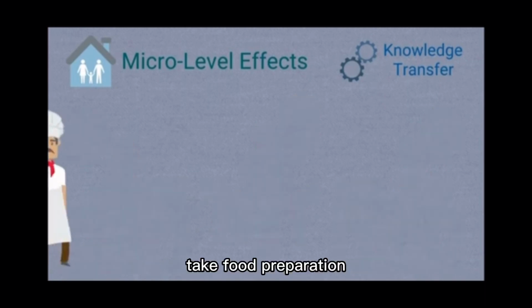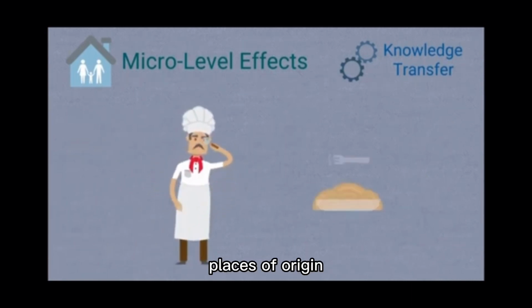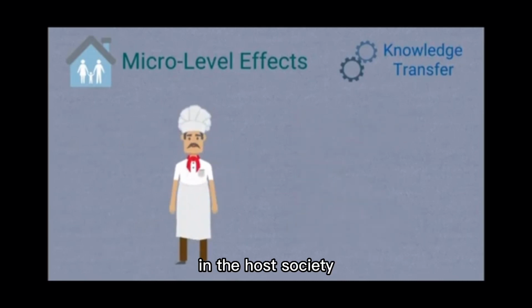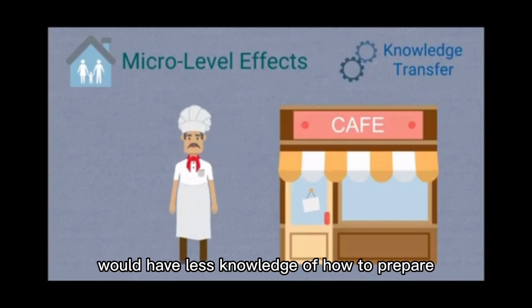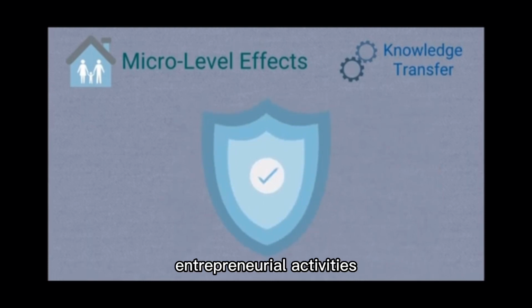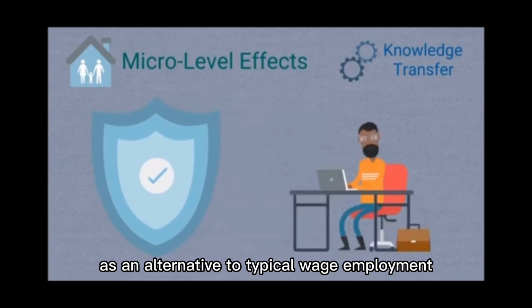Take food preparation and restaurant ownership. Immigrants have knowledge of the cultural dishes found in their places of origin, so they can specialize in making their native cuisine in the host society, since the local population would have less knowledge of how to prepare these foods. While immigrants can see positive benefits from such entrepreneurial activities, research has shown that this is less desired as an alternative to typical wage employment.